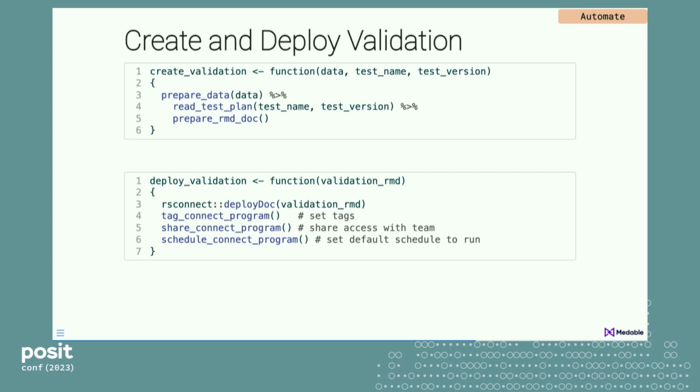So we created deploy validation, which essentially wraps the deploy doc function from RS Connect. And similar to creating a test plan, we tag it, we share it with our data team, and we set a default schedule using the API to run.